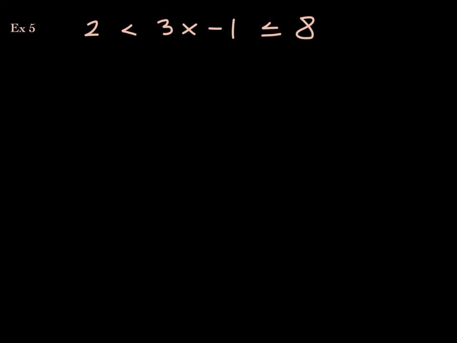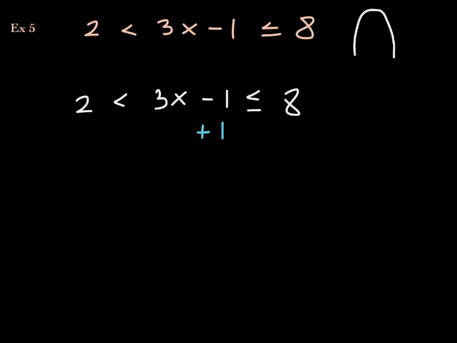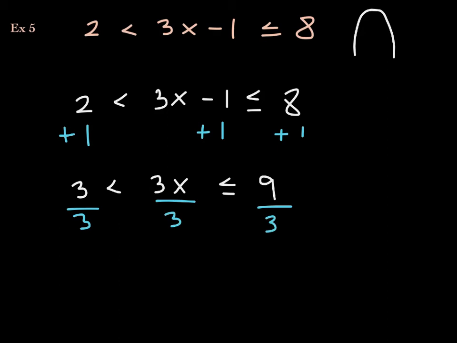This is called a double linear inequality. It's two inequalities in one statement. This is a type of intersection problem. The and is implied. So what I recommend is to solve this by isolating the variable right in the middle. So let's add 1 to everything. And then you would get 3 is less than 3x, which is less than or equal to 9. And then divide every term by 3. And you get your final answer. 1 is strictly less than x, which is less than or equal to 3.